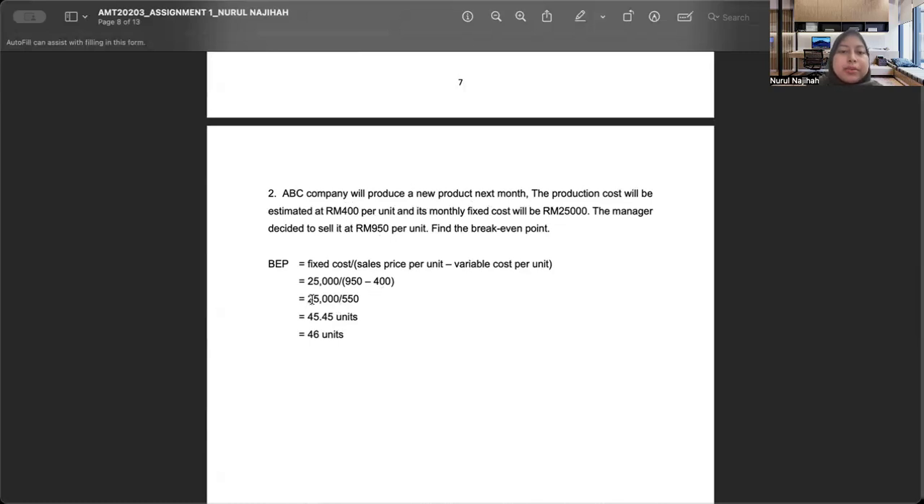So 25,000 divided by 550, and then we will get the answer as 45.45 units. Since it is units, we cannot just tell the production to produce half of one, so we need to round it up. So the minimum we will get is 46. So in conclusion, ABC company will need to produce 46 units to meet the break-even point. So that's all from myself. Thank you so much.